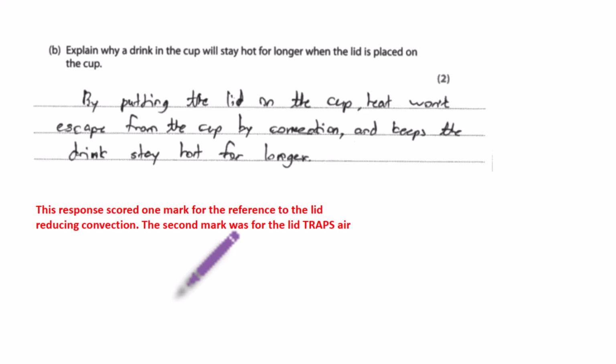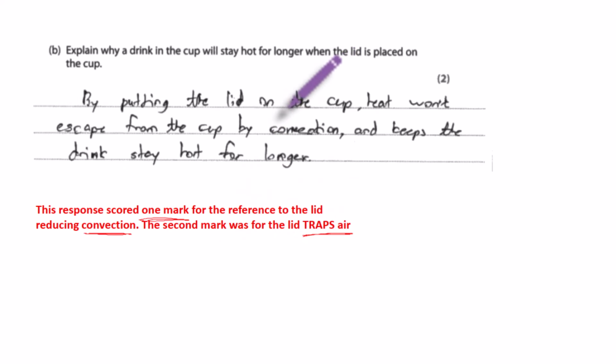Explain why a drink in the cup will stay hot for a long when the lid is placed on the cup. So now we have moved on to the methods of heat transfer. By putting the lid on the cup, heat won't escape, very vague, from the cup by convection and keeps the drink stay hot for a longer time. This response scored 1 mark for reference to the lid reducing convection. The second mark was for the lid traps air.